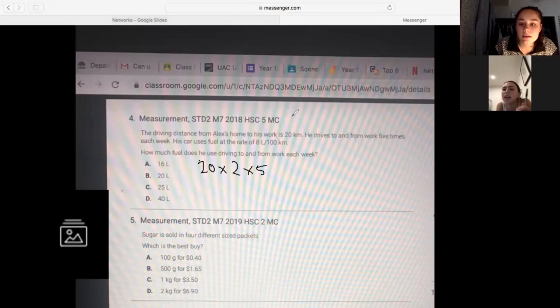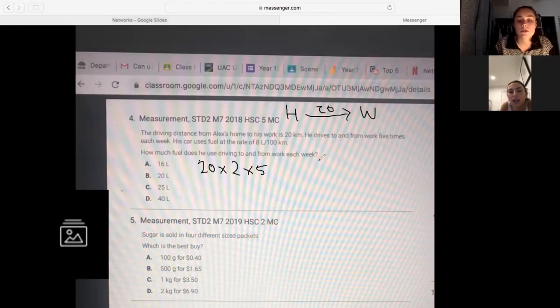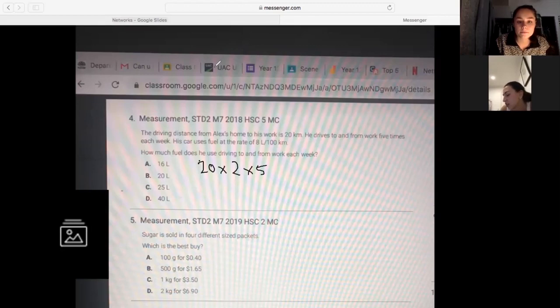Because is it because it's 20 kilometers to his work and then back it's 20 kilometers? So it says from home to his work is 20, but he drives to and from work. So that's 40 kilometers, and he does that 5 times. So you can just do 40 times 5, or you can do 20 times 2 times 5, whichever one is easier. That's 200. Yep. And then we have to get that into terms of 100 kilometers, because this here is in terms of 100 kilometers.